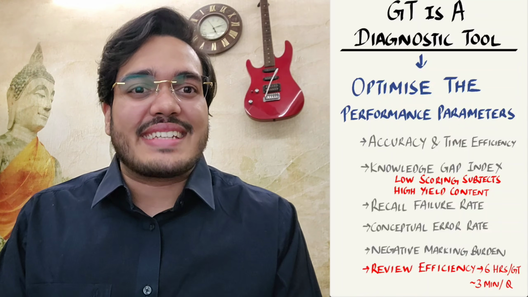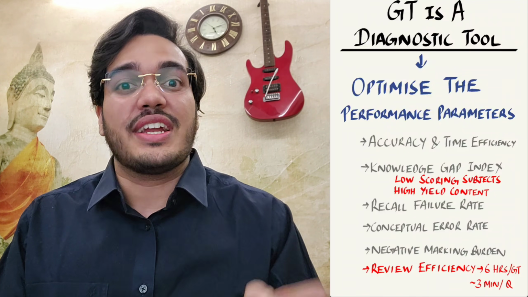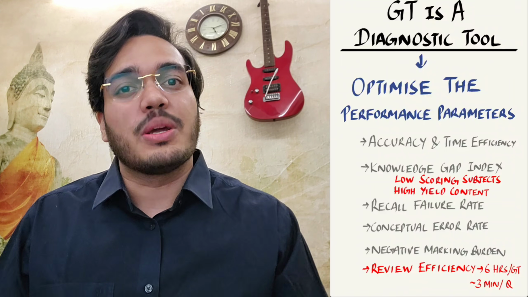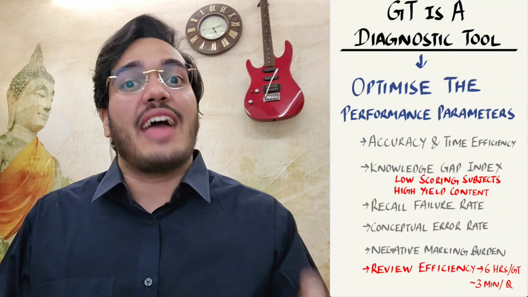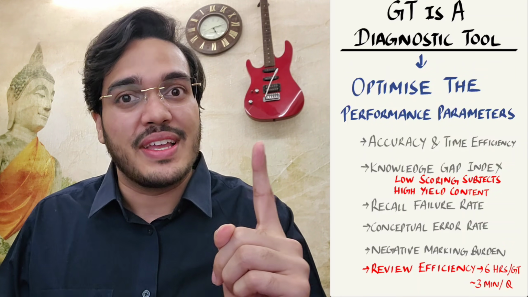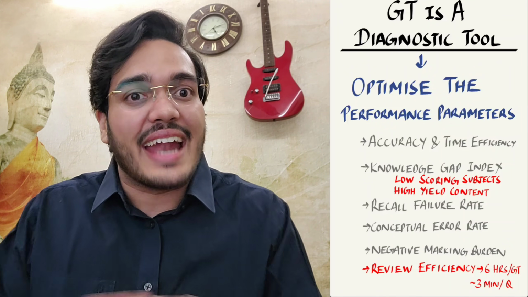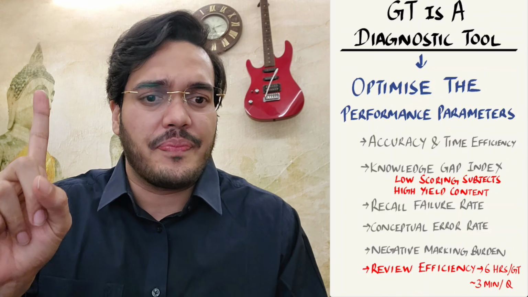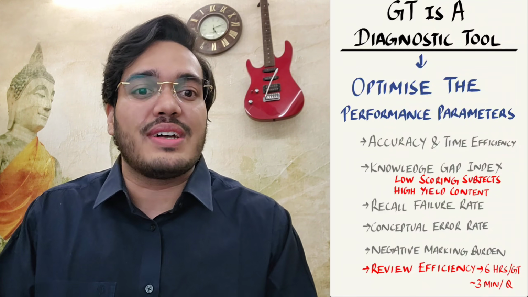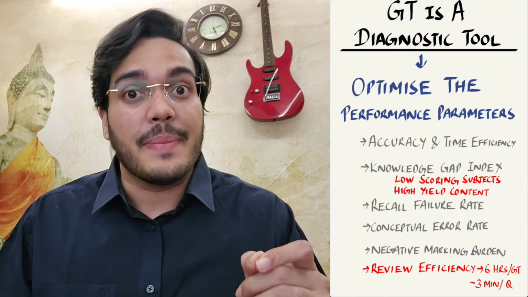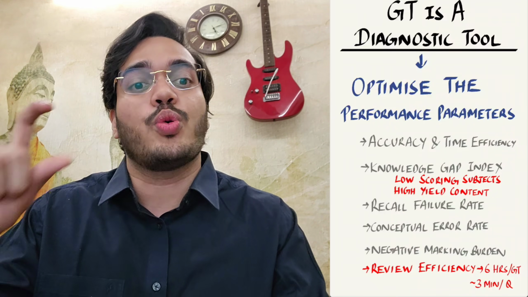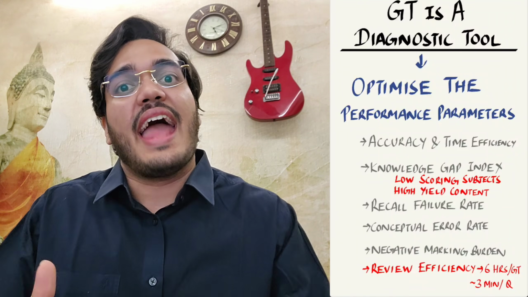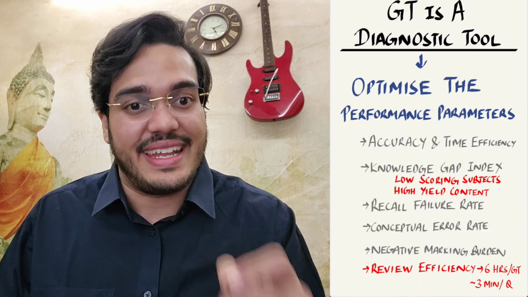Now, you have to understand that a grand test is a diagnostic tool. It is not just a scorecard, and you have to optimize its performance parameters, accuracy being just one of those. So the scorecard is not the grand test. There are a lot of performance parameters and accuracy is just one of them. The other even more important ones are knowledge gap index, meaning identifying your low scoring subjects as well as those areas which would require less effort and give high output, meaning the high yield content.